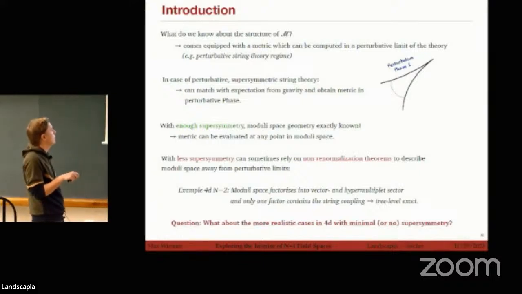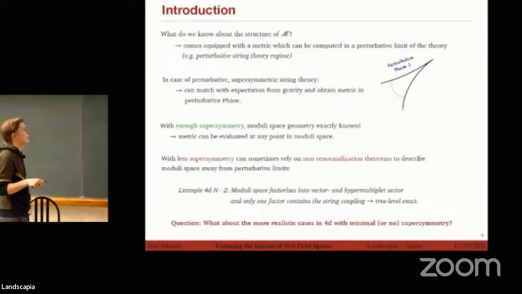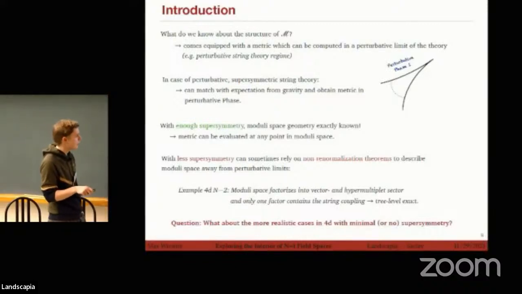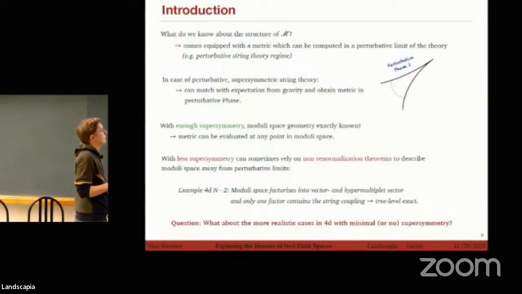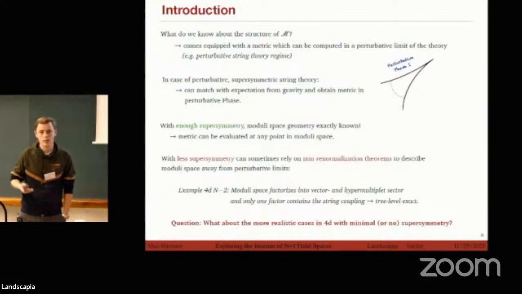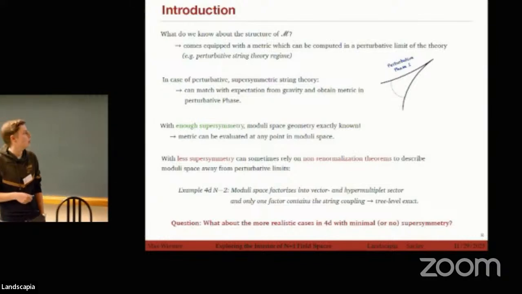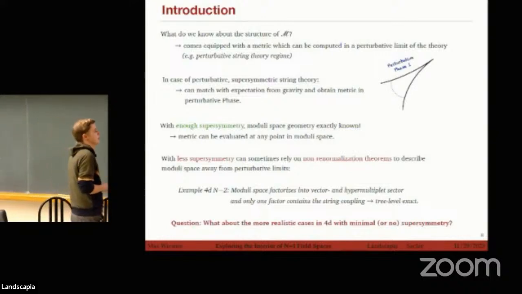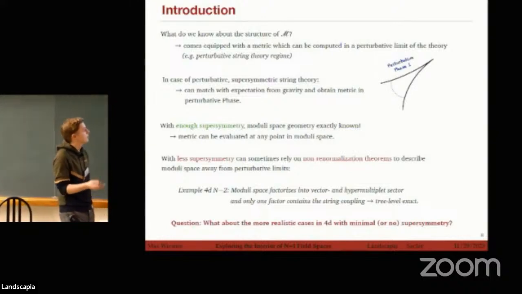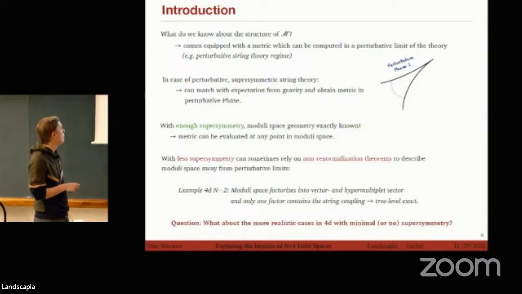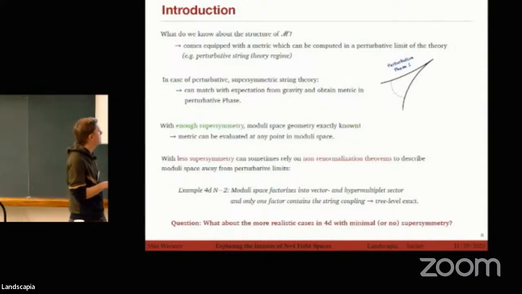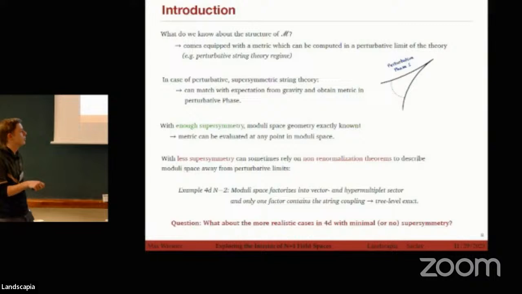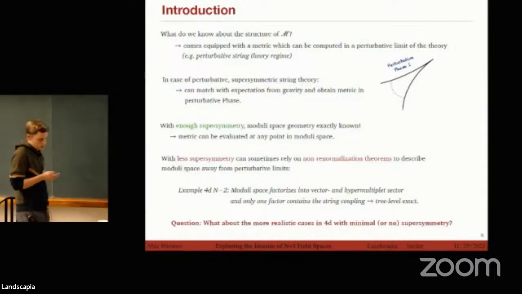And depending on which actual theory we look at, only one sector contains the string coupling, such that the other one is actually tree-level exact. We know, for example, in type II Calabi-Yau compactification, this would be the vector sector, and heterotic on K3 times T2, this would be the hypermultiplet sector. But the question is, what about the more realistic cases in 4D with minimal or no supersymmetry? I'm here a bit more modest, and I want to talk about minimal.